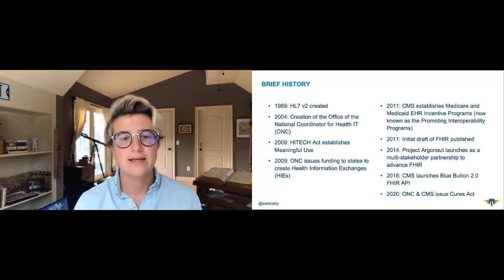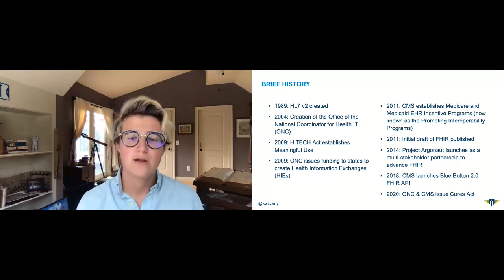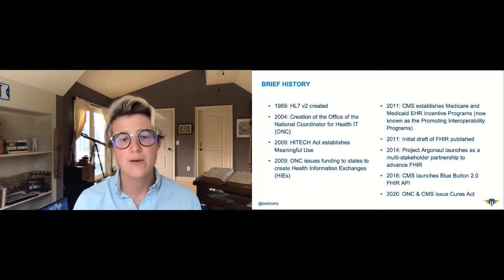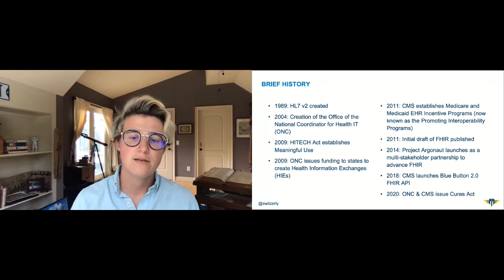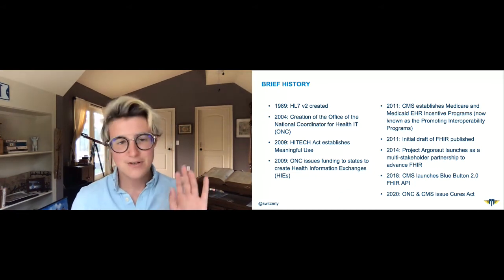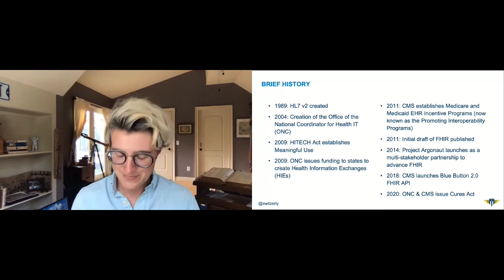In 2018, CMS also launched the Blue Button 2.0 FHIR API, which is one of the first and really canonical industry-shaping examples of a FHIR API. And then we're going to talk about some more examples later. And then in 2020, this year, ONC and CMS issued the final rule of the Cures Act. We're going to get into that later. So, just a timeline to help keep things grounded.